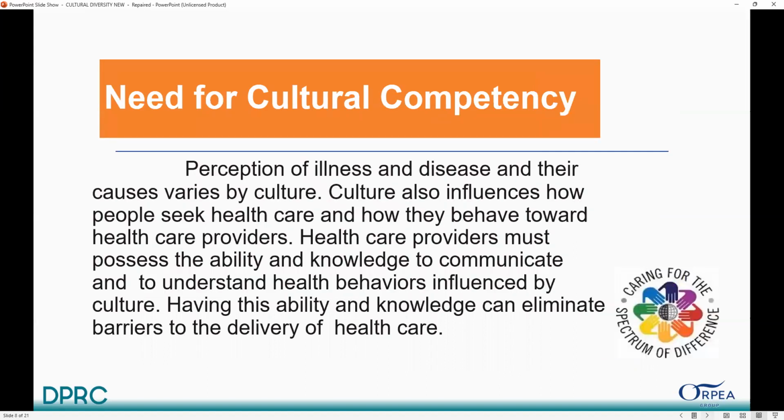Need for cultural competency. Perception of illness and diseases and their causes varies by culture. Culture also influences how people seek healthcare and how they behave toward healthcare providers. Healthcare providers must possess the ability and knowledge to communicate and to understand health behaviors influenced by culture. Having this ability and knowledge can eliminate barriers to the delivery of healthcare.